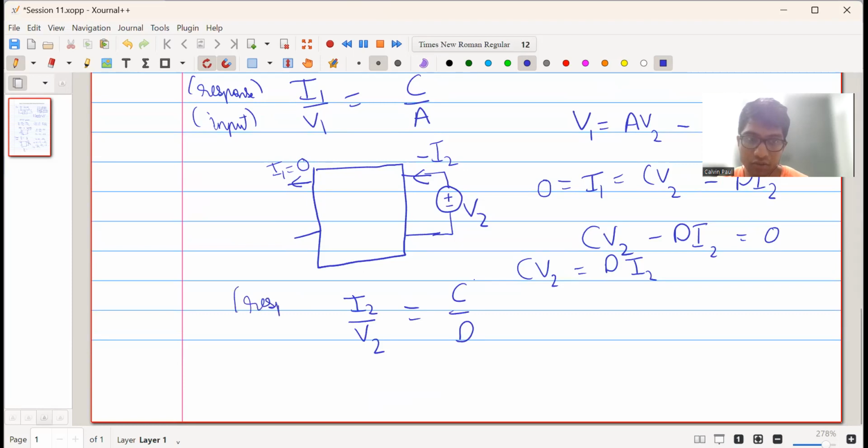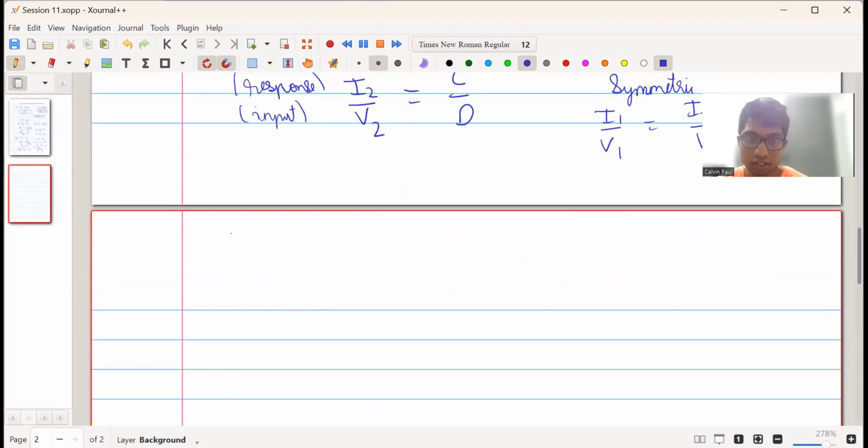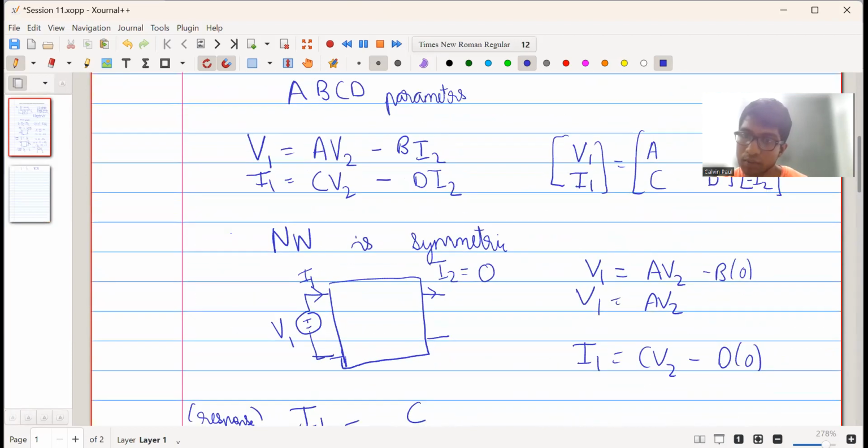Now this is the response. I2 current is the response, V2 is the input, and if we want our network to be symmetric, then what will be the case is I1 upon V1 should be equal to I2 upon V2. That would mean C upon A should be equal to C upon D. From this we get that the result is A is equal to D. So if we want to know that our network is symmetrical, and if the network is represented in terms of ABCD parameters, then if A is equal to D, then we can say that the network is symmetrical.